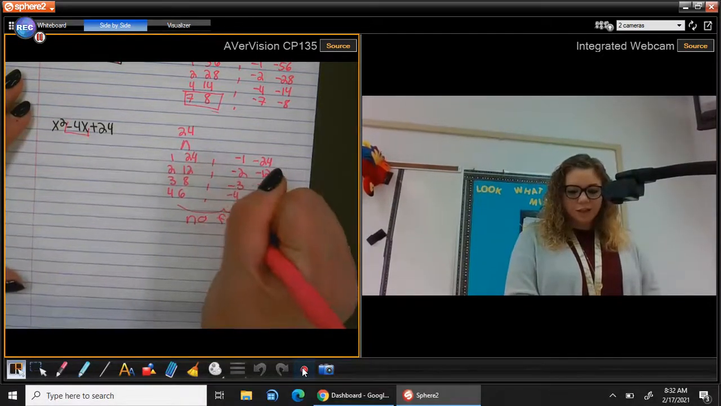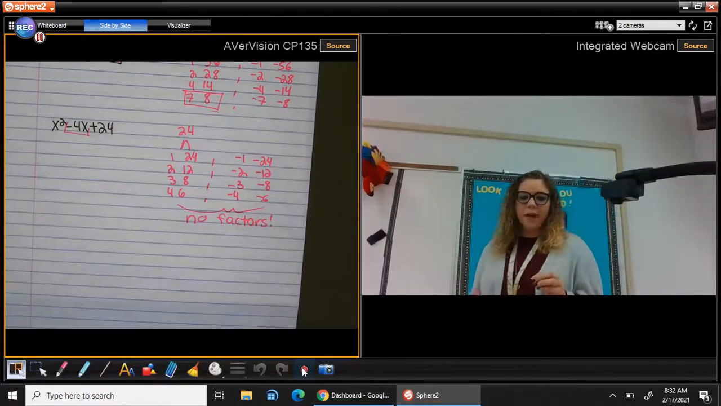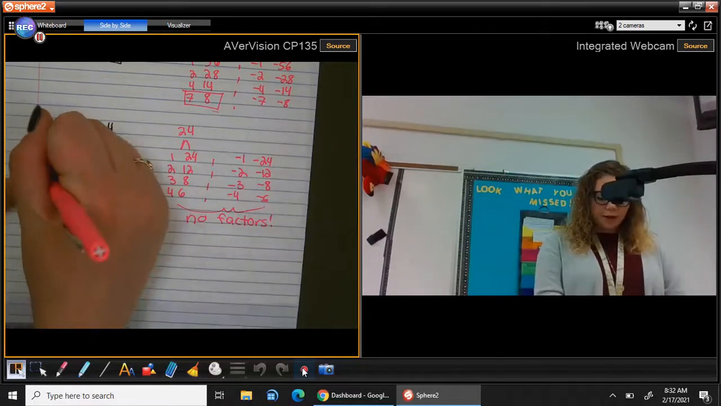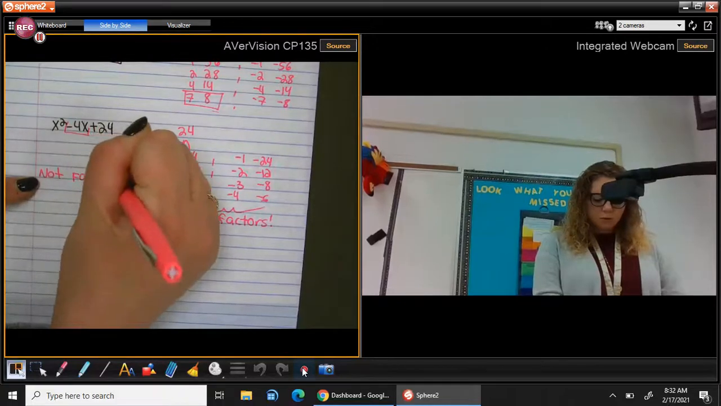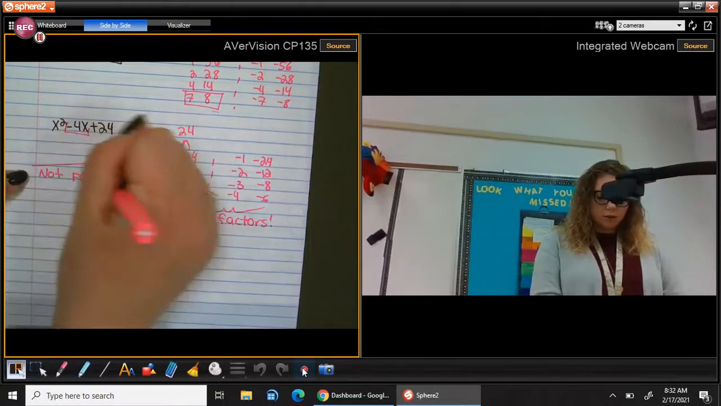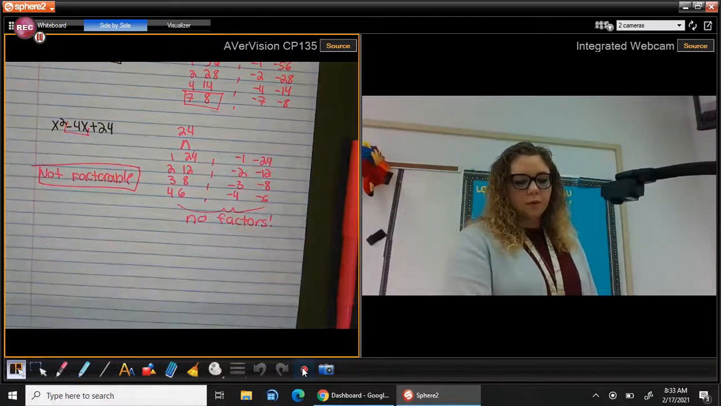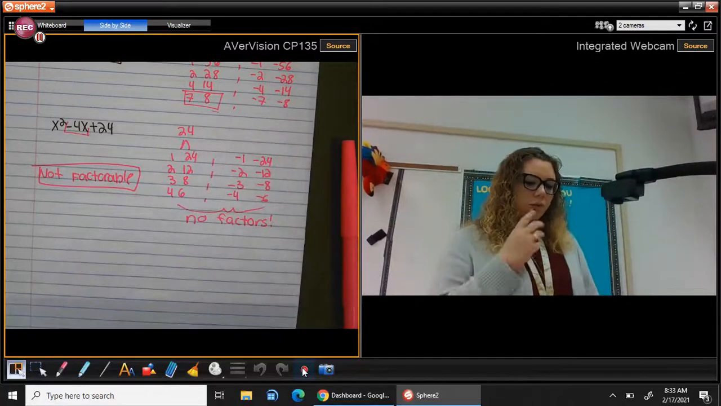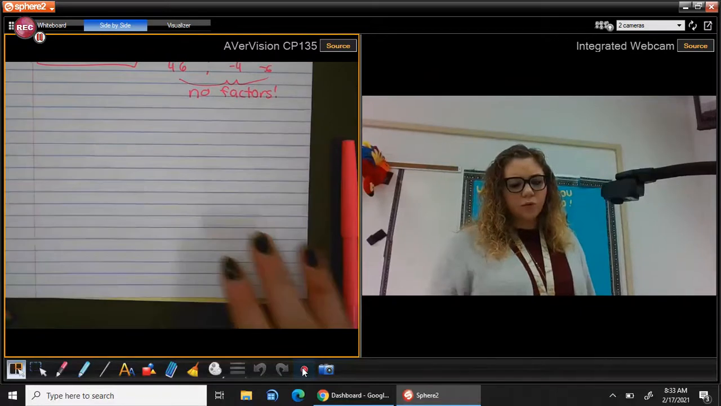Sometimes something is just not going to be factorable. So if you cannot factor, if you don't have any factors, you're just simply going to write not factorable, and call it a day, okay? So we're going to do one more. This next one, we're going to do more of these.